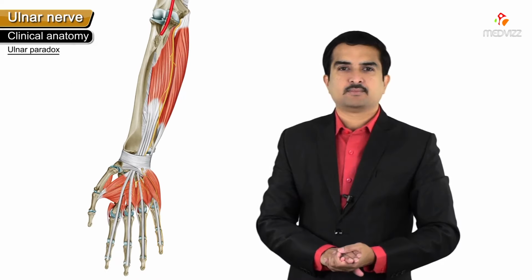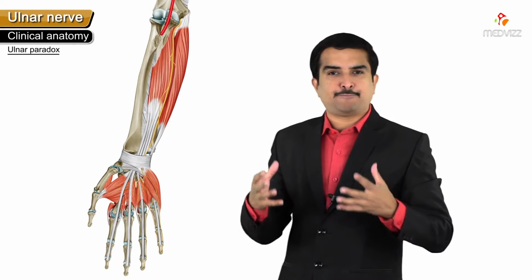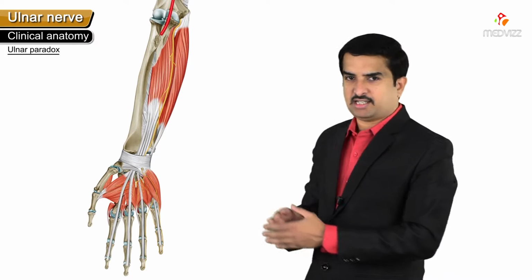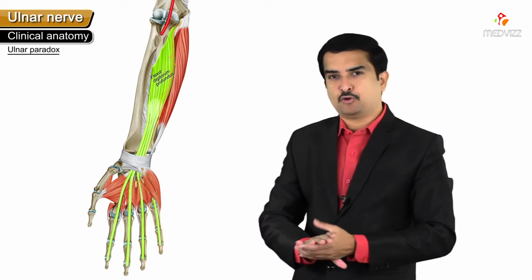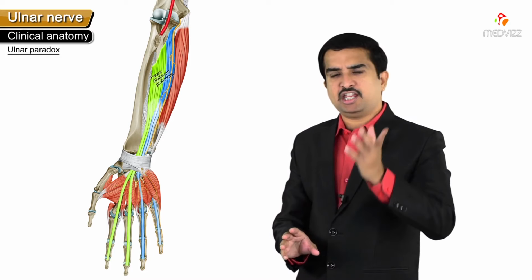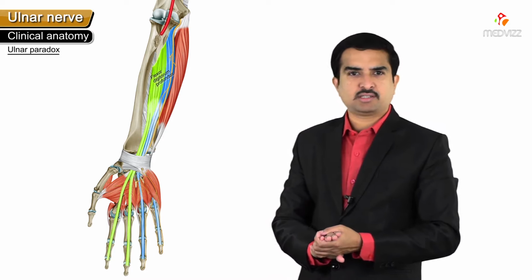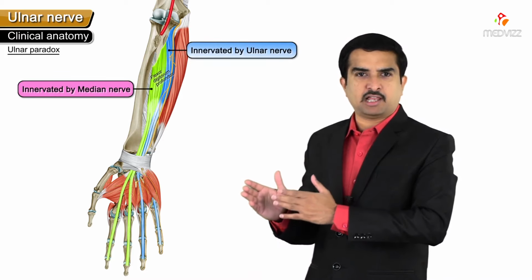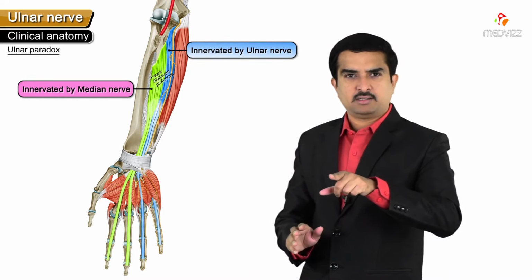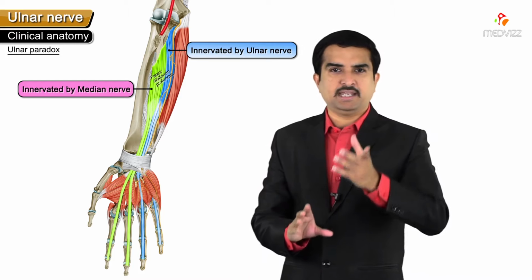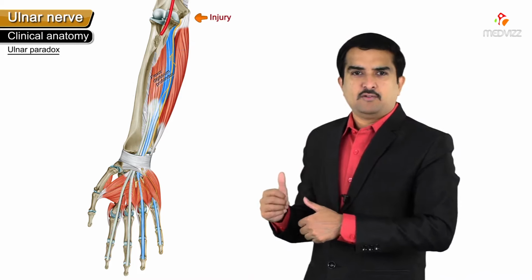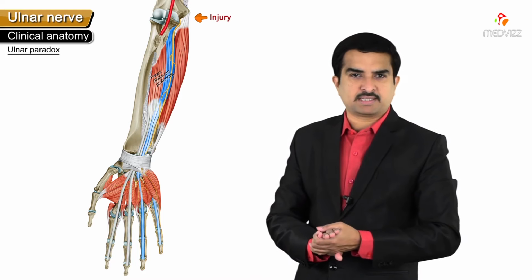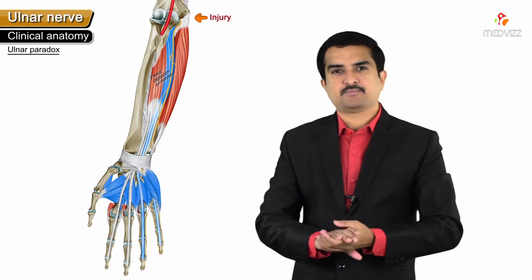This is because one of the muscles that flexes the fingers, that is flexor digitorum profundus, which lies in the forearm, is partially innervated by it, right? Because half is innervated, that is the medial half is innervated by the ulnar and the lateral half is innervated by the median. So that is the reason a proximal injury will remove innervation to the forearm muscles and the hand muscles.